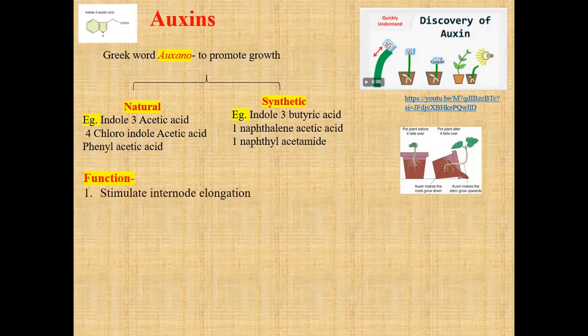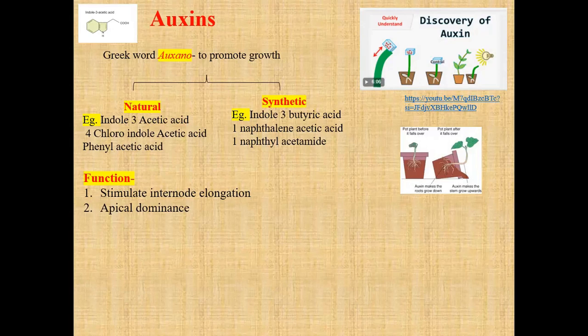Auxin is responsible for internode elongation. As you know, the internode is the portion between two nodes. In the nodular region, the auxins that are present are responsible for cell formation and cell elongation, because of which the length of the internode increases. In this way, they are responsible for improving the height of the plant, or the elongation of the internode of the plant.